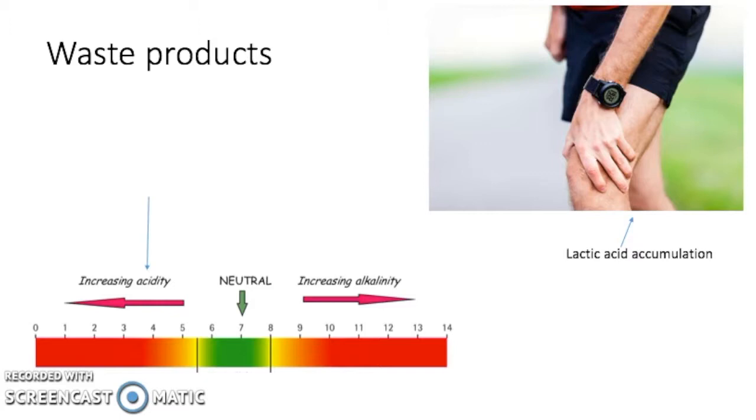Hydrogen ions are released as a result of the breakdown of ATP for energy. Hydrogen dissociates from the lactic acid, and the build-up of hydrogen ions is what causes the pain and fatigue. Hydrogen ions are the acid in the lactic acid.